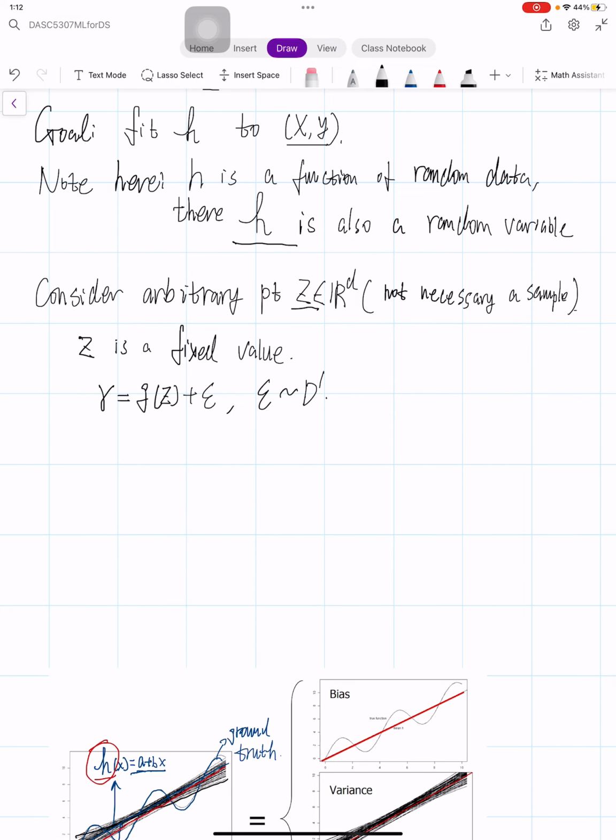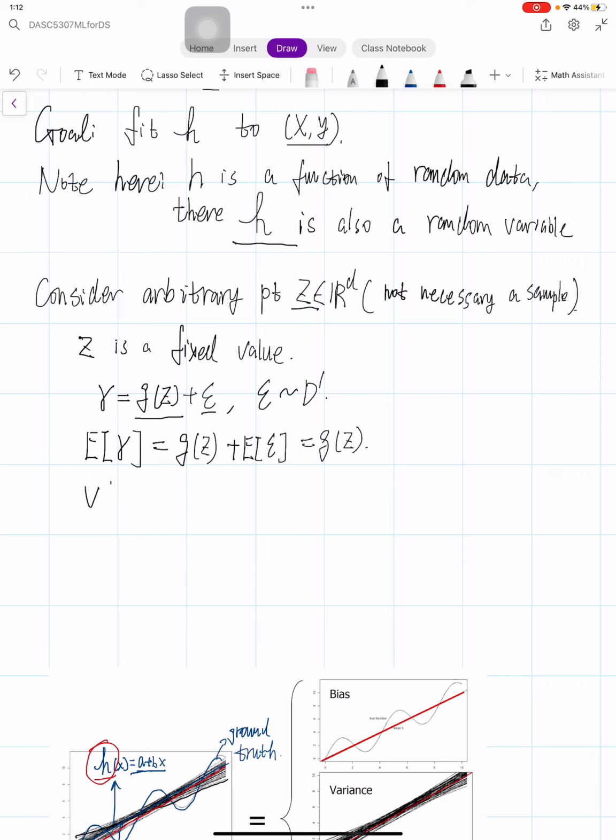So actually, the expected value of this gamma equals, because this z is fixed, so this is a true fixed constant, so the expectation is just gz. Epsilon, its average is 0, so this is just gz.